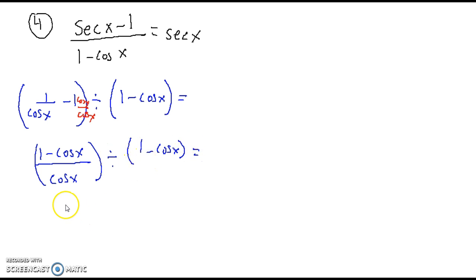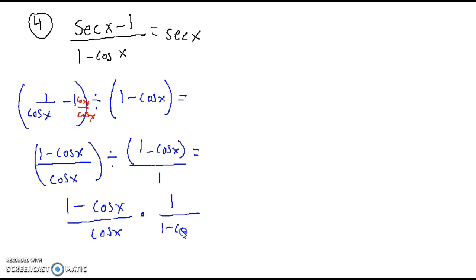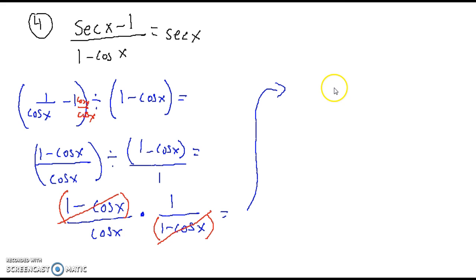Division is the same as multiplying by the reciprocal. So 1 minus the cosine of x all over the cosine of x. So it's as if this was all over 1. So this will be 1 over 1 minus the cosine of x. So what do we notice? We notice that this is a binomial. So I'm going to put a little parentheses around that. And this whole binomial, 1 minus cosine of x, is going to cross off with that whole binomial. And what we have left is 1 over cosine of x.